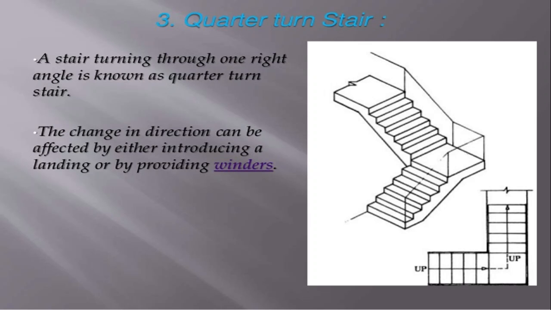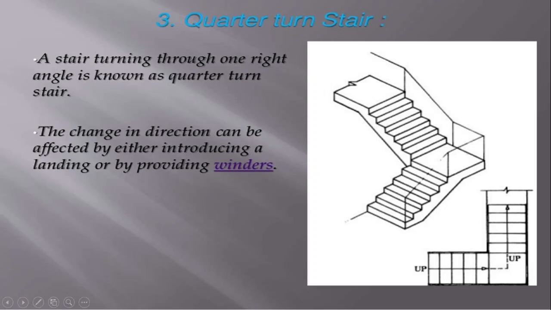Okay. Next one is quarter turn stair. So this is quarter turn stair. See quarter turned. There is a single landing in between two flights. See this is one flight, one of the flight of the stair, and this is another flight. A quarter turned having a single landing. Okay. Stair turning through one right angle. So quarter turn stair is nothing but stairs turning at a right angle.